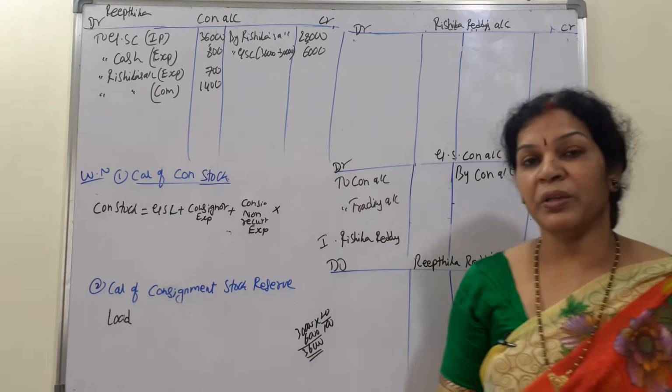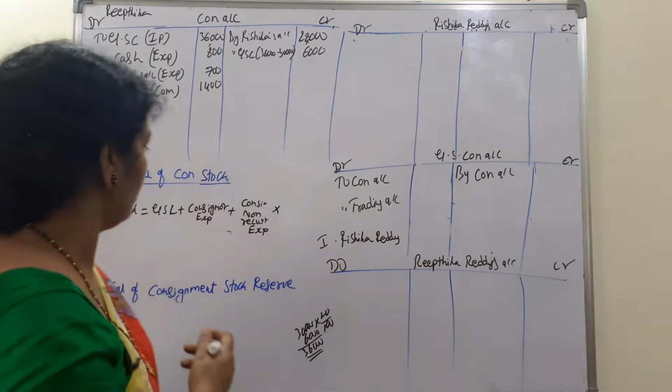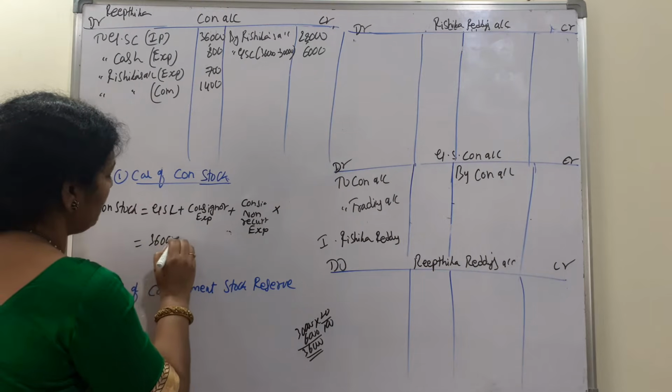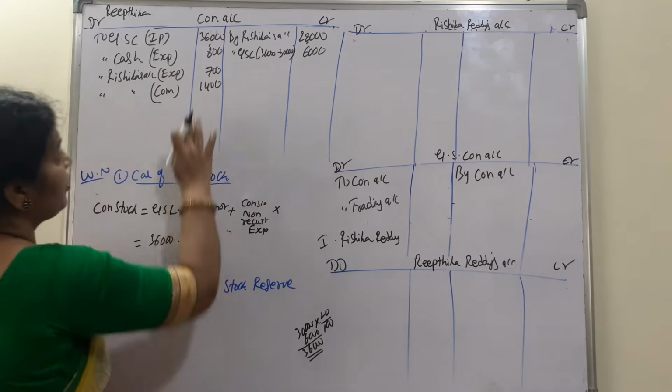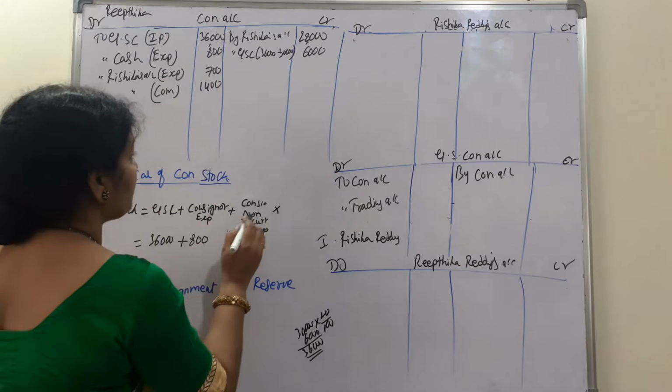Then after that we'll calculate consignment stock. Consignment stock, the formula I have already written. So goods sent on consignment is 36,000 plus consignor expenses 800. Consignee non-recurring expenses are not there. These are recurring expenses, so we don't consider them.